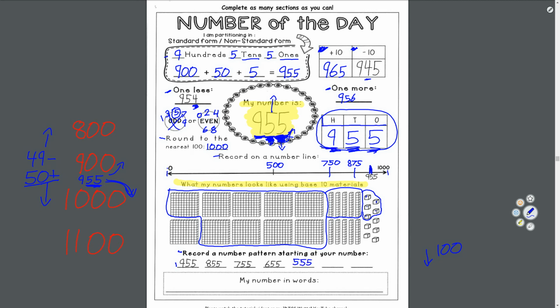555. Oh, that's floating. I don't like that. 555, going down by 100, 455, 355. See, it's just the hundreds place. 9, 8, 7, 6, 5, 4, 3.